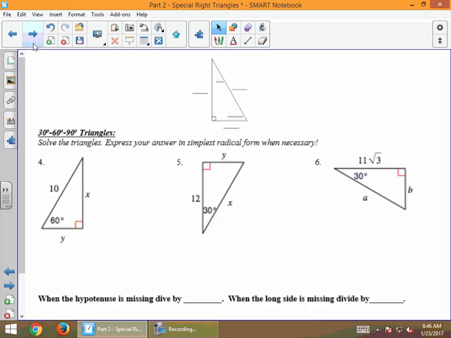Okay. In the next section, we're going to talk about 30, 60, 90 triangles. I'm going to fill out that diagram. It's already on the top of your paper. We have 30, 60, 90. The side across from your 30 is your main side, n. The side across from your 60 is just n radical 3. The side across from your 90 is just 2 times whatever your short side is.